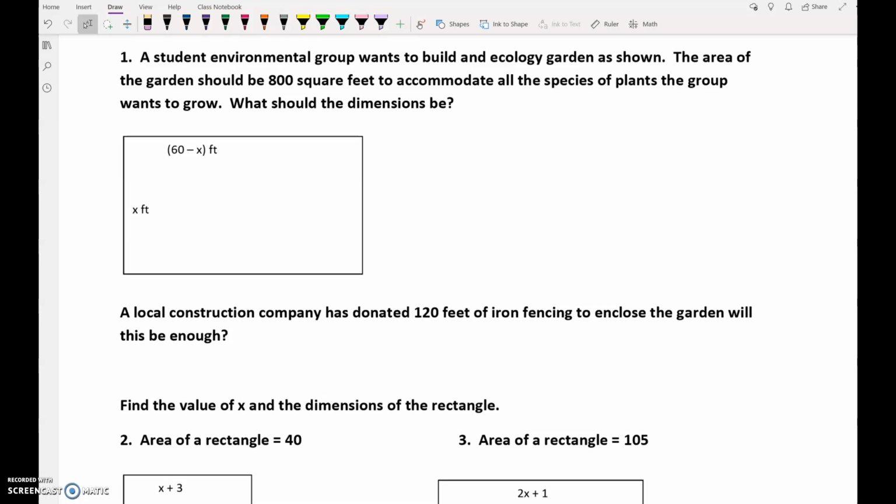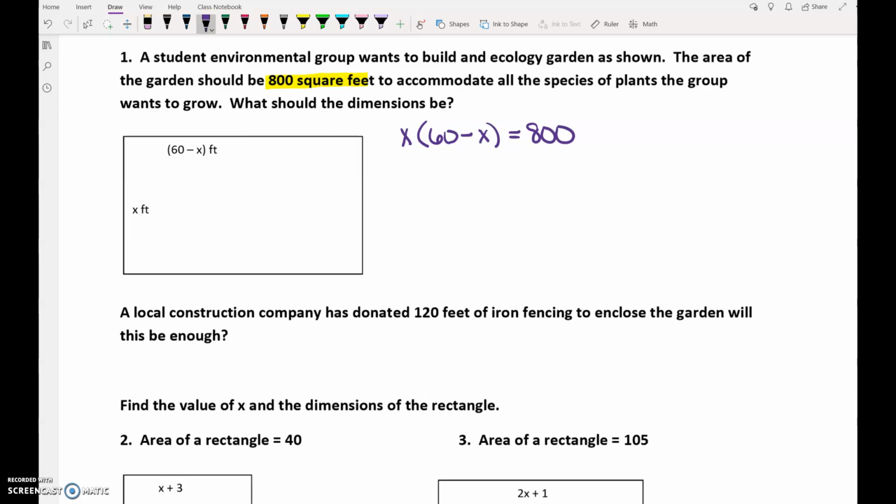A student environmental group wants to build an ecology garden, as shown. The area of the garden should be 800 square feet. What should the dimensions of the garden be? How do you find the area of a rectangle? Length times width. So we have x times 60 minus x, and that area needs to equal 800.